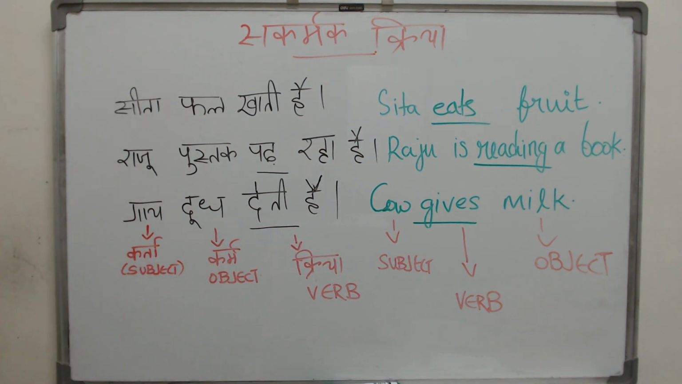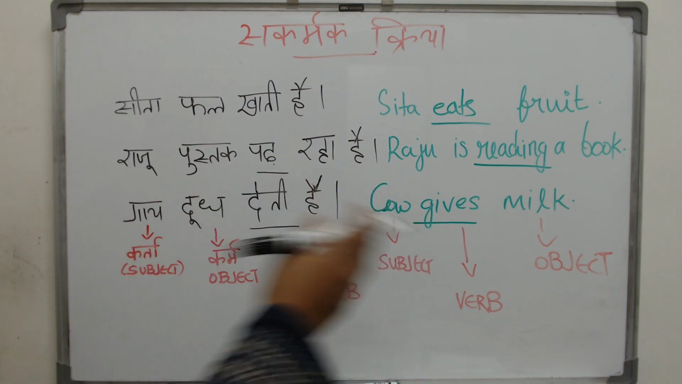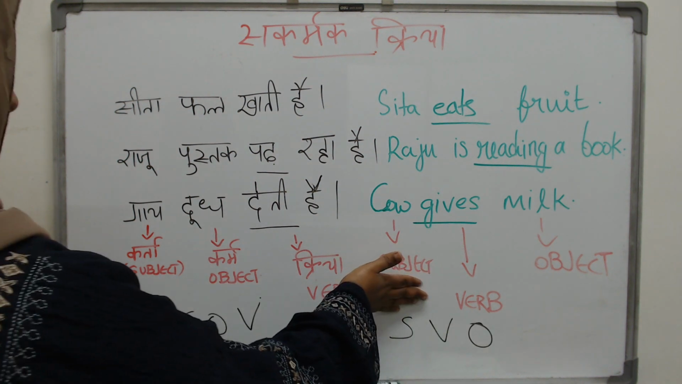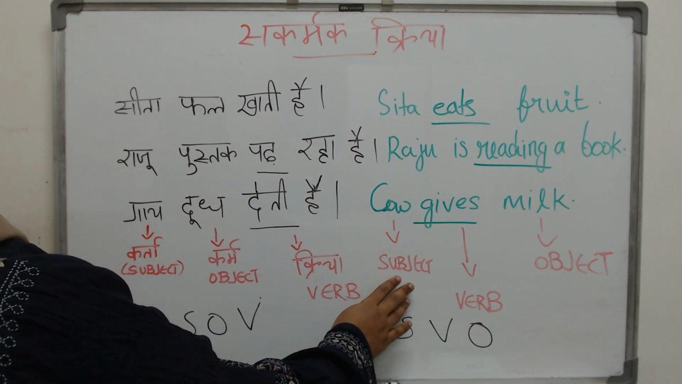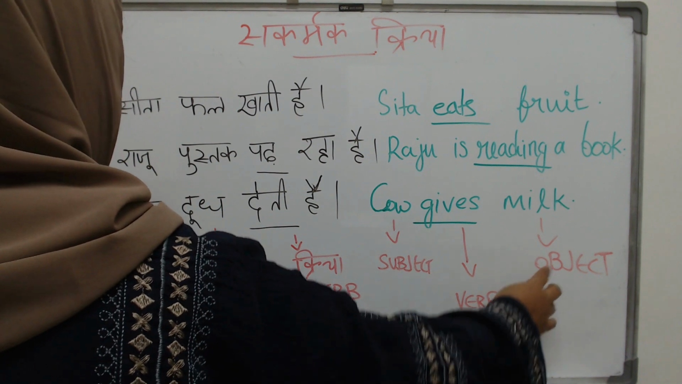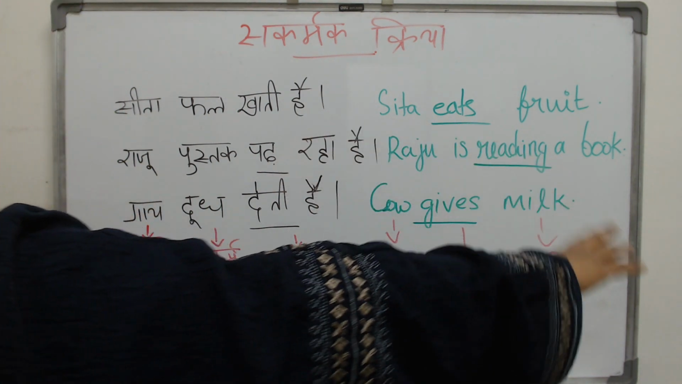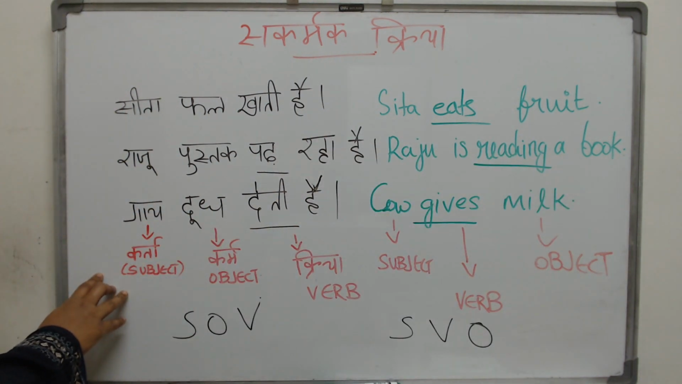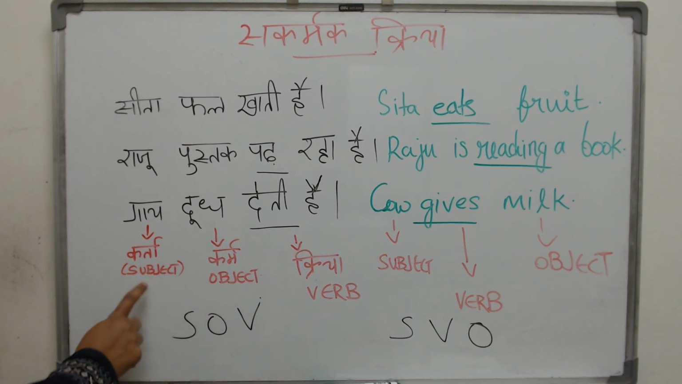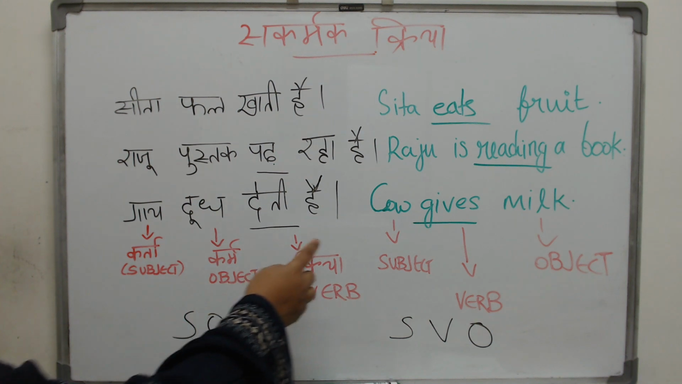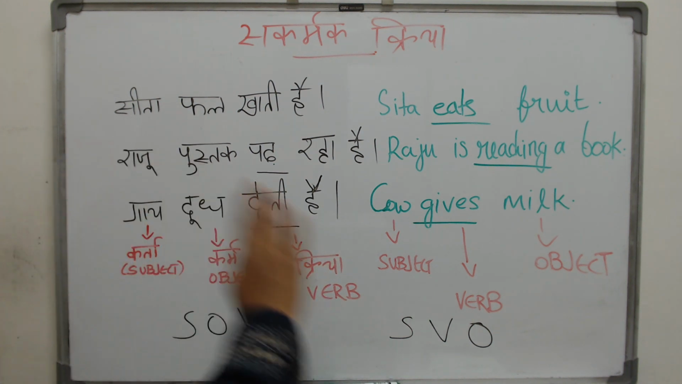Now you have to notice one very important thing. It is the difference in the structure of sentences in English and Hindi. Now look what is happening in English. Your subject is followed by your verb and the object is what comes at last. But what happens in Hindi? Your object follows the subject. Subject first, then the object, and your verb is what comes at last.